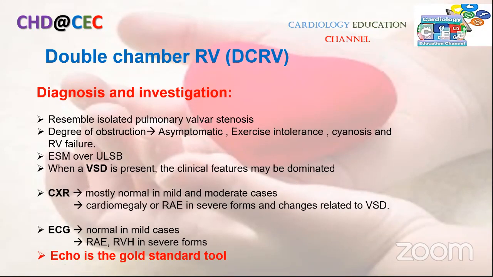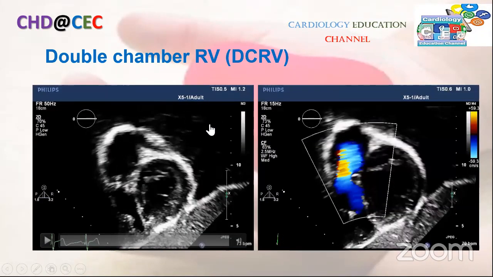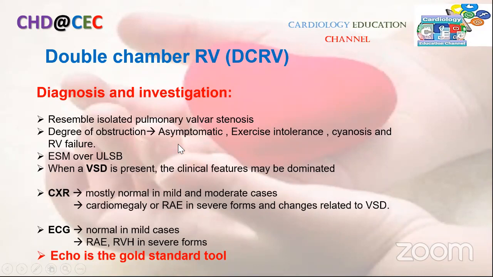Diagnosis and investigation of the double chamber RV: it clinically resembles isolated pulmonary valve stenosis. Depending on the degree of the obstruction, the patients may be asymptomatic. Some older children present with exercise intolerance. In severe forms with a proximal high pressure chamber leading to severe tricuspid regurgitation, and in the presence of an ASD or PFO, it is associated with cyanosis and RV failure.